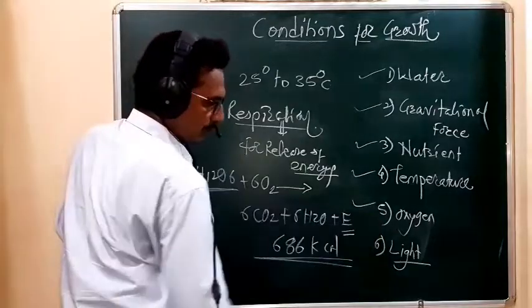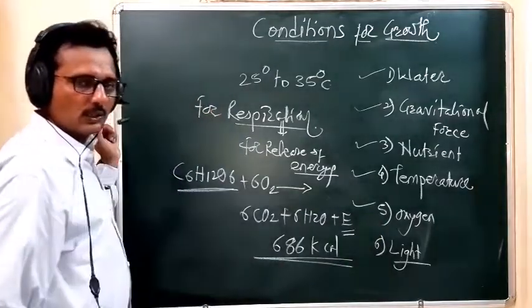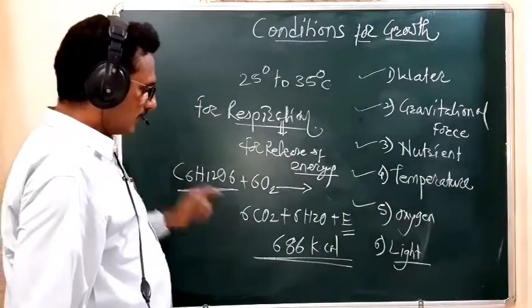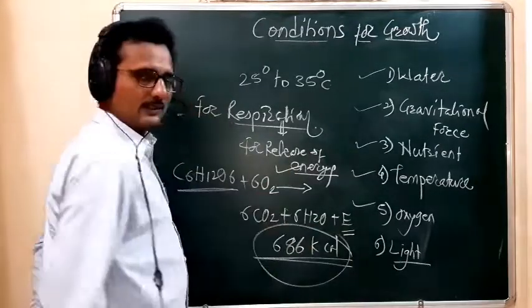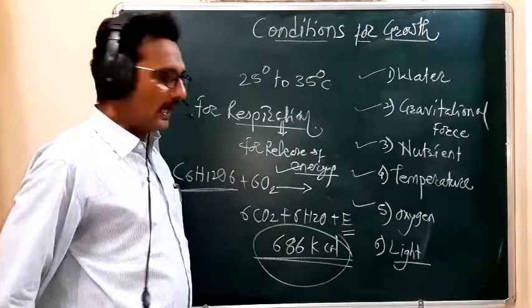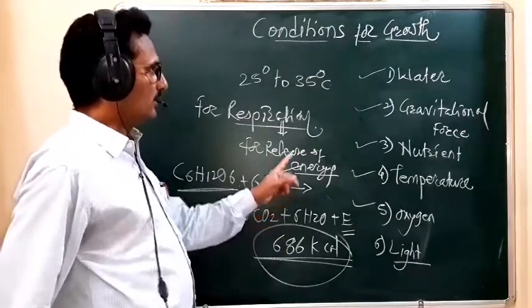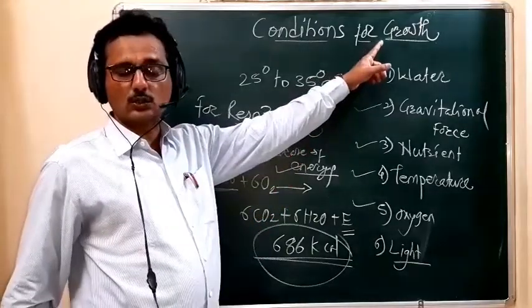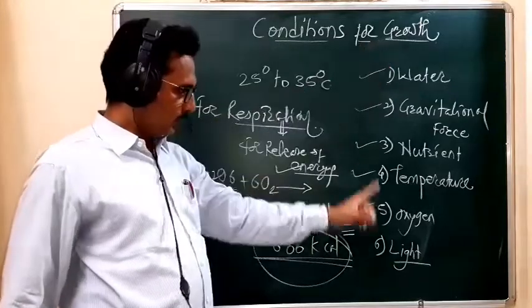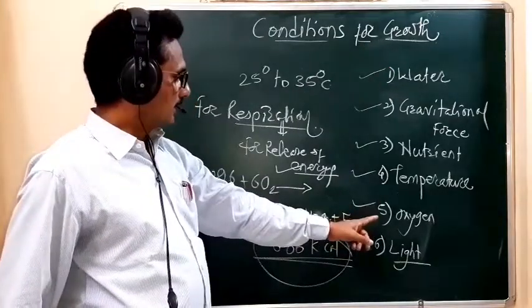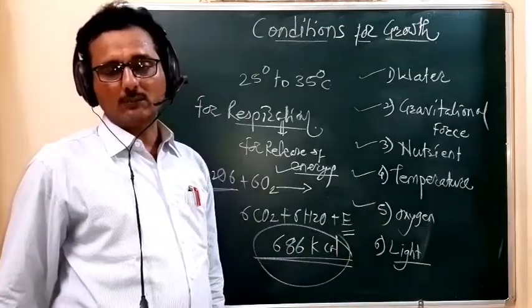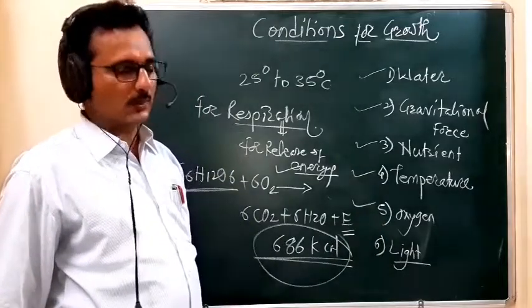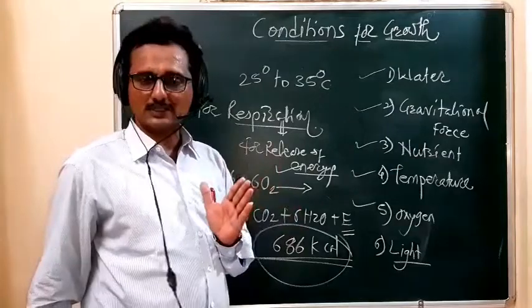So oxygen plays a most important role as far as the generation of energy is concerned, and this energy is utilized for the growth of that plant body. With this fifth condition, when there is a necessary amount of oxygen in the atmosphere, the plant shows the maximum growth.